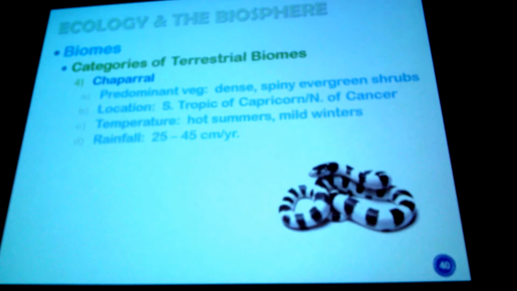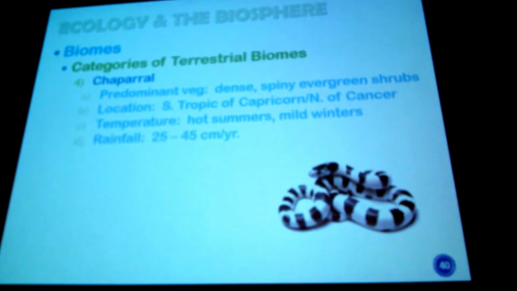Predominant vegetation, dense, spiny evergreen shrubs. Location, south, the Tropic of Capricorn, north, the Tropic of Cancer. Temperature, hot summers, mild winters, 25 to 45 centimeters per year. If you go towards the coast from here, once you make it over the mountains, you find a lot of chaparral along the coast. In the area in and around the Safari Park in Escondido, all that's chaparral there. In fact, they've set aside the majority of the land as natural native habitat.